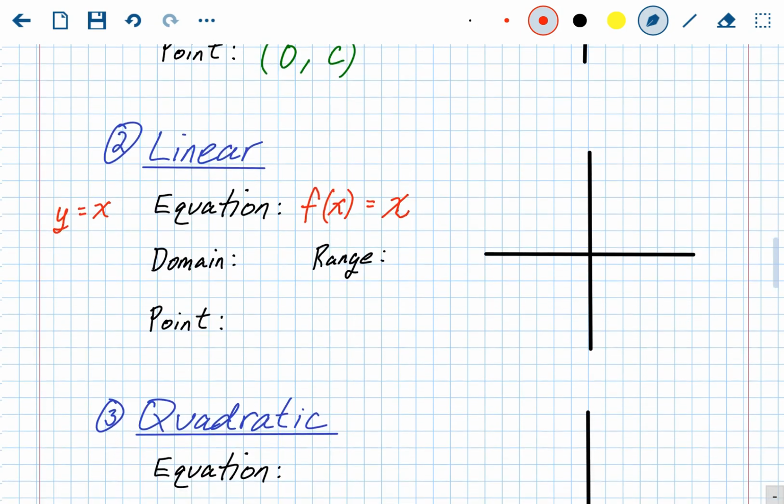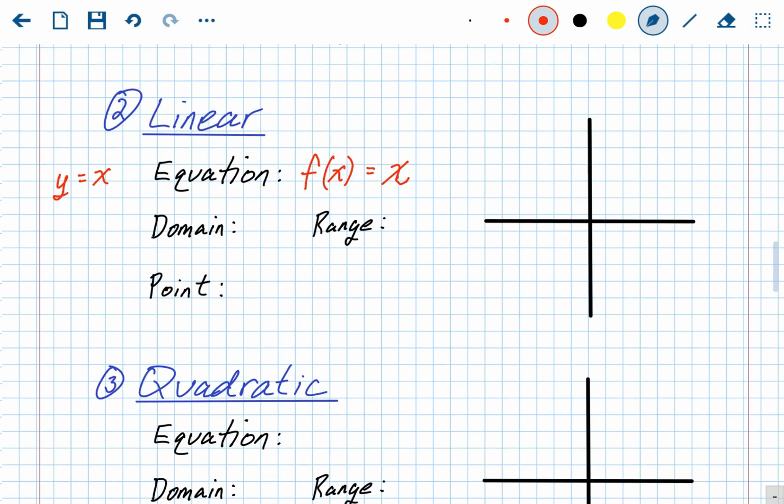Well, we know what that graph looks like. It doesn't have a y-intercept, and has a slope of 1. So it goes through the main diagonal with a slope of 1.